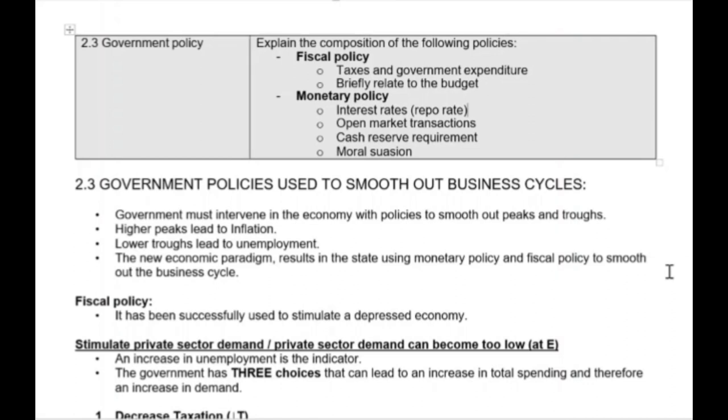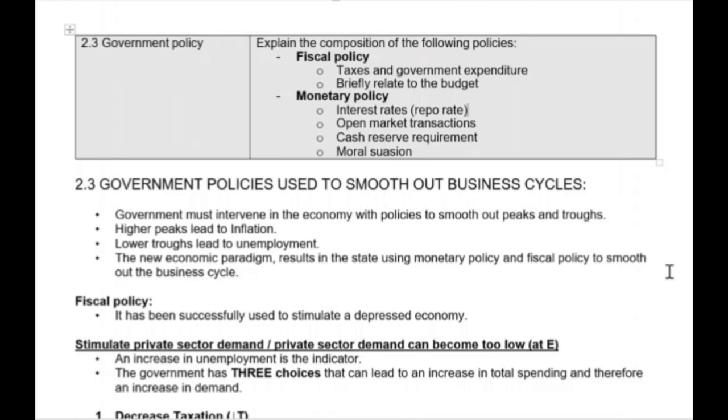So your brain must tell you, fiscal, tax, government spending. What do we want to do? Grow. How do we grow? Decrease tax, increase government spending. Boom, that's your answer. 8 marks in the bag. Okay, moving on. I'm taking a lot of time.